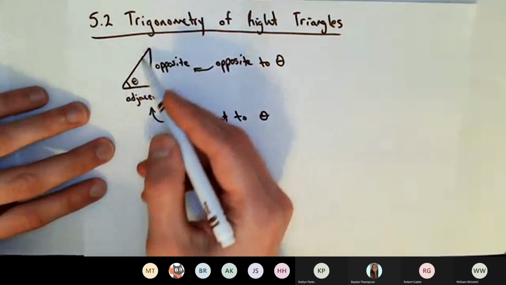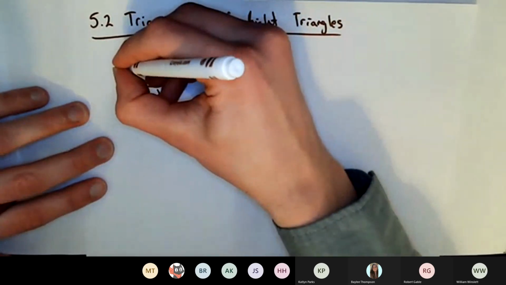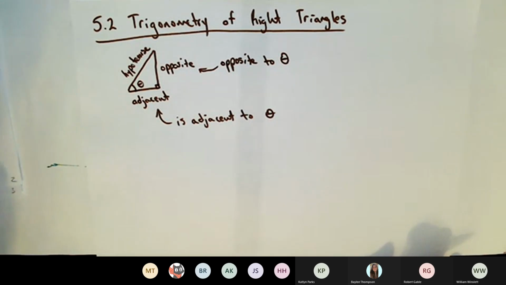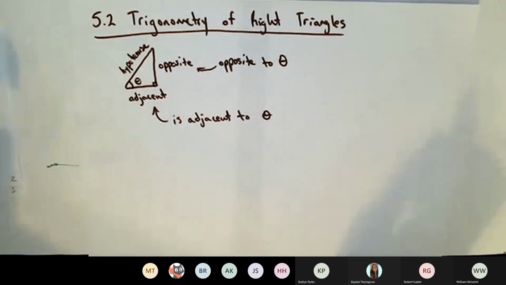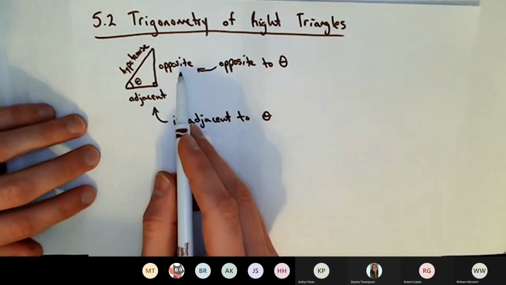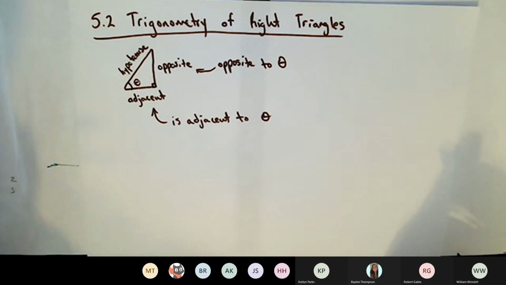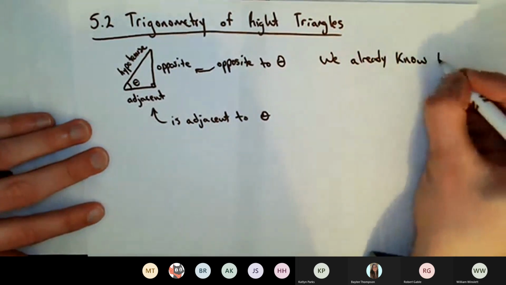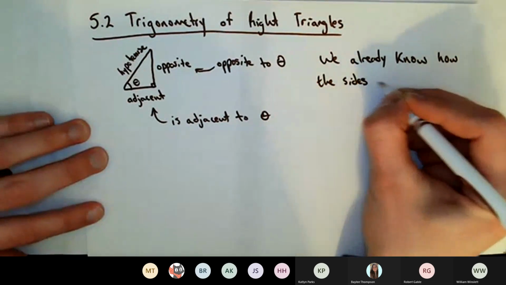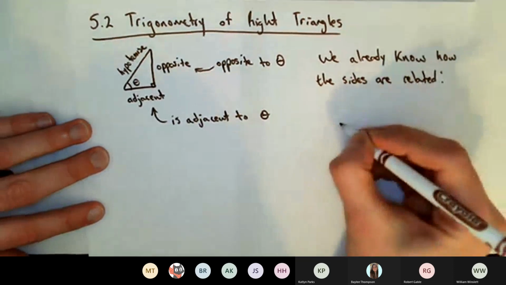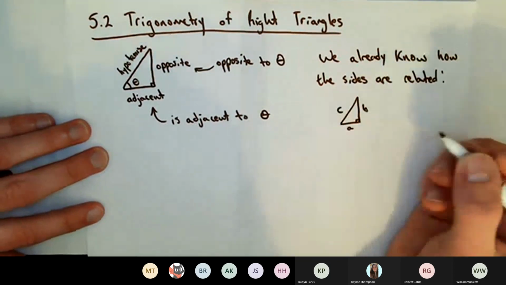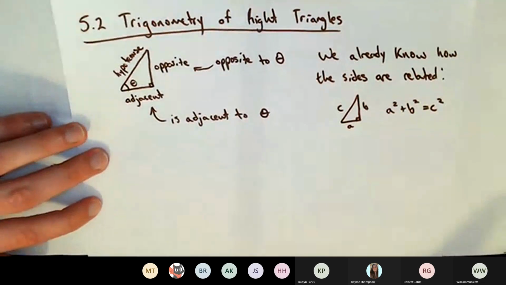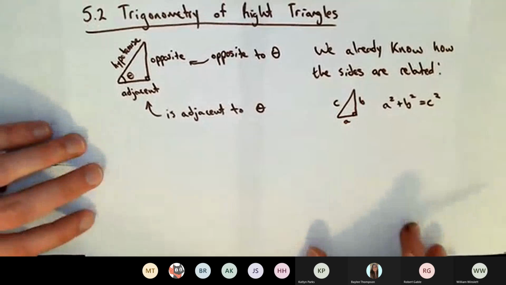And then what do we call this side here? Because this side, you might say, well, it's also adjacent to theta, but it has a special name on a right triangle. It's called the hypotenuse. Okay. We already know some stuff about right triangles. I know that this side squared plus this side squared is equal to the hypotenuse squared, Pythagorean theorem, right? So we already know how the sides are related. Using letters here, A, B, C, because that's traditional, A squared plus B squared is equal to C squared. So I know the sides are related in a right triangle. Pythagorean theorem, done. Good. What about the angle?